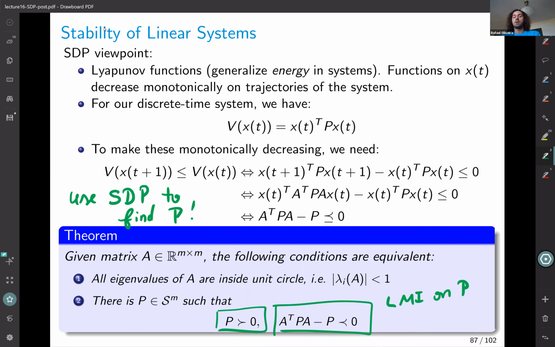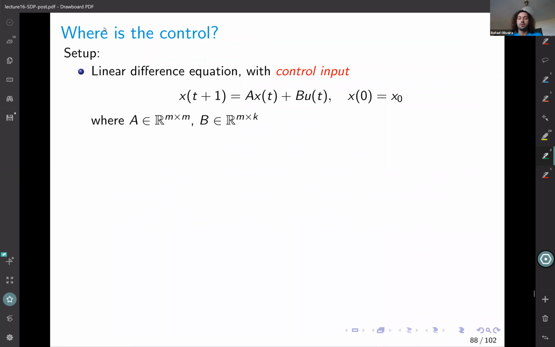But you might say, well, this is a little bit contrived because I could also just check the eigenvalues of A, right? Why are we doing things differently? Well, you'll also notice that while describing this discrete time system, we didn't talk about control at all. Where is the control in control theory? So let's put control now in control theory.